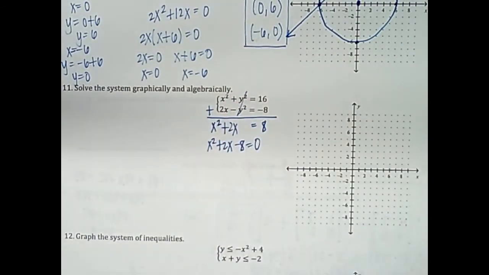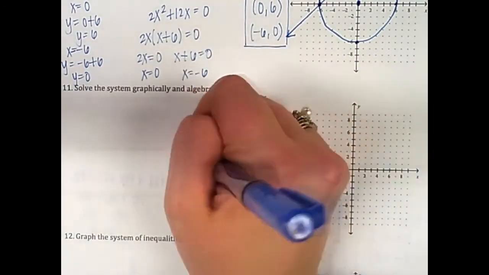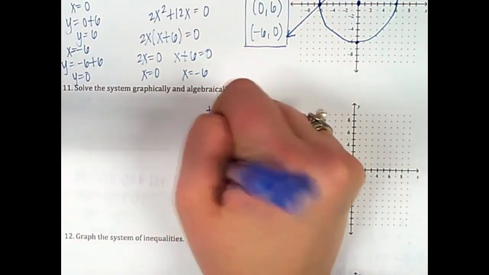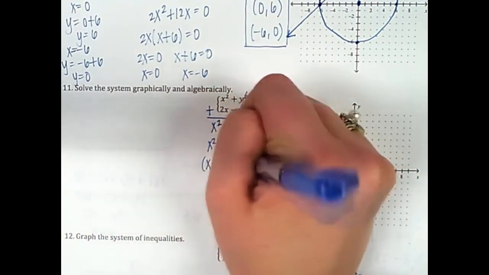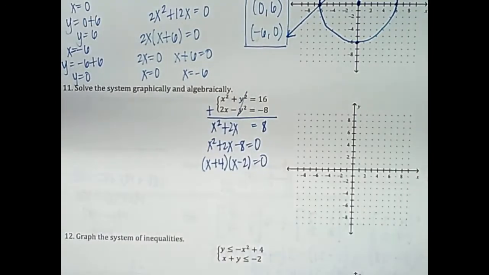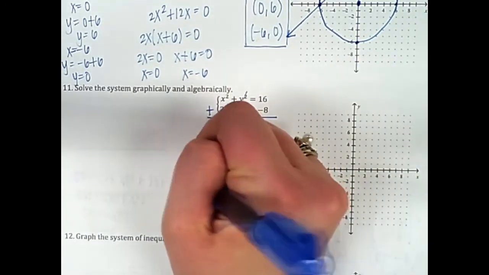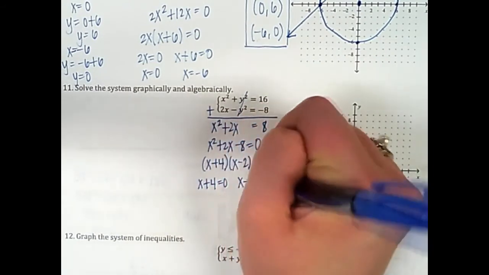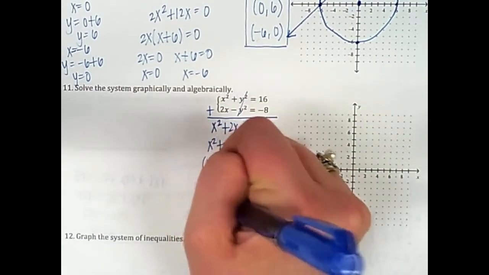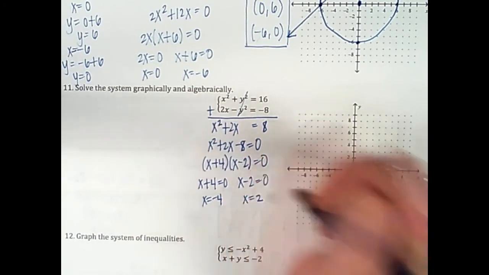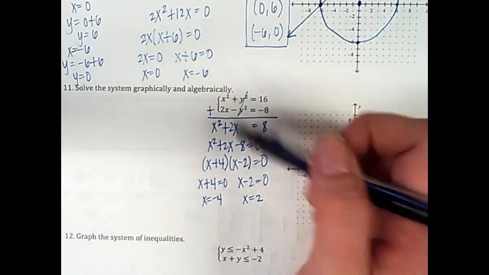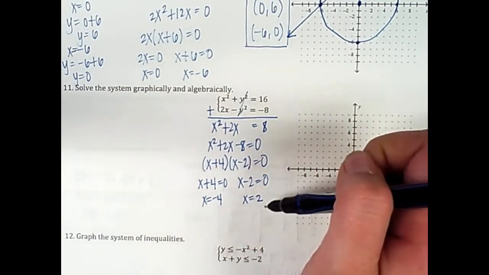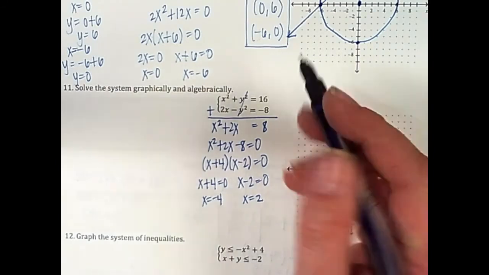And so luckily, this one factors really nicely. So we have (x plus 4)(x minus 2) equals 0. I then set each factor equal to 0 and solve for x. x is equal to negative 4, and x is equal to 2. And so at this point, I can plug these back in to get my ordered pairs.